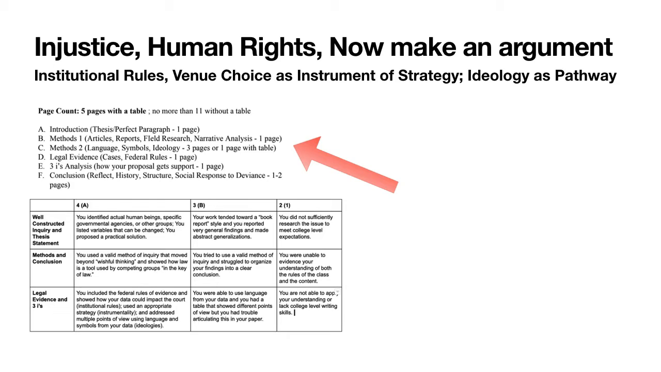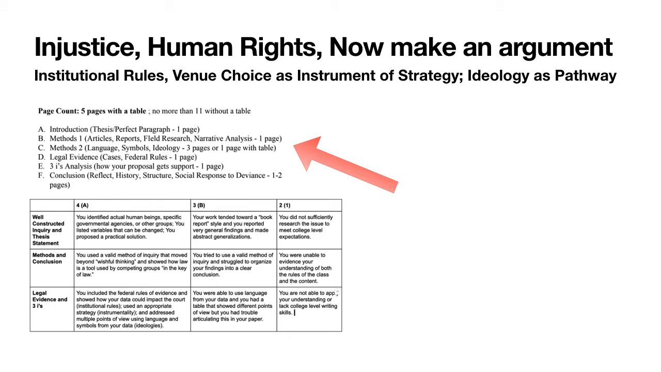But what this rubric also does, what this table does, is show you what you need to do to be able to get a B or A. And I'm going to say this a few times: if you don't understand these instructions, we need to be talking to each other. That's the only way it's going to work. So this is the kind of overview.